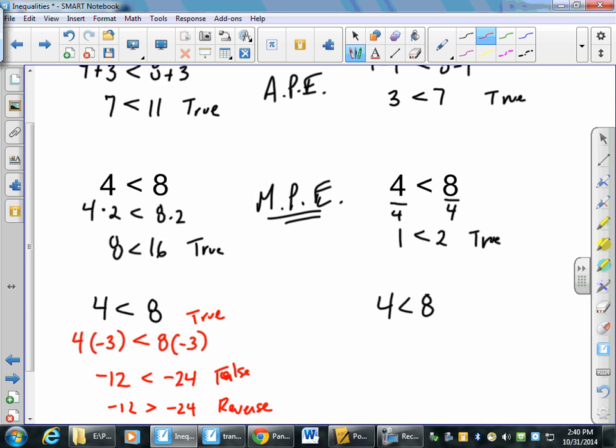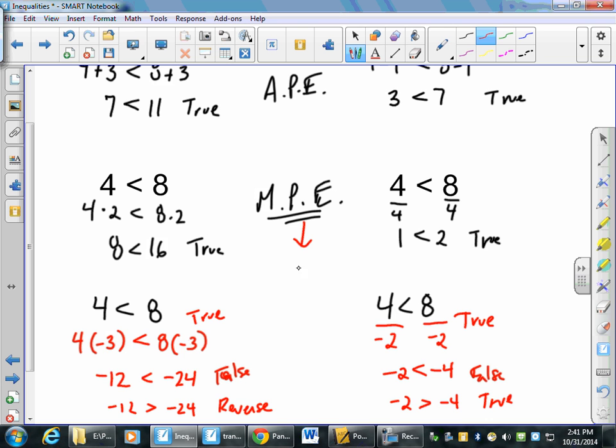Let's try with division. Let's say we divided by negative 2. 4 divided by negative 2 would be negative 2. And 8 divided by negative 2 would be negative 4. Well, that's a false statement as well. Negative 2 is not less than negative 4. Negative 2 is greater than negative 4. In order to make it true, we have to reverse the inequality. So again, we went from a true inequality, divide by a negative, end up with a false inequality. Had to reverse the symbol to make it true.